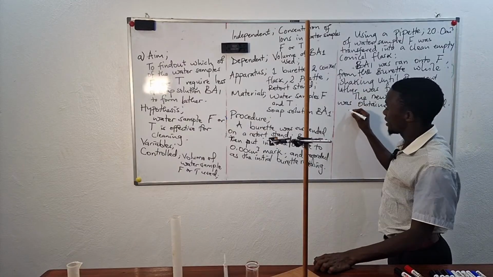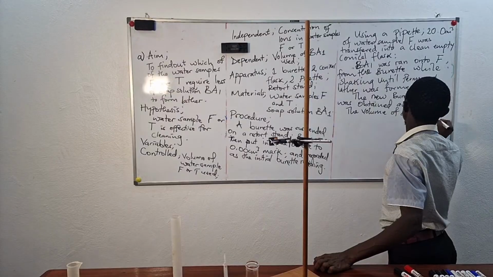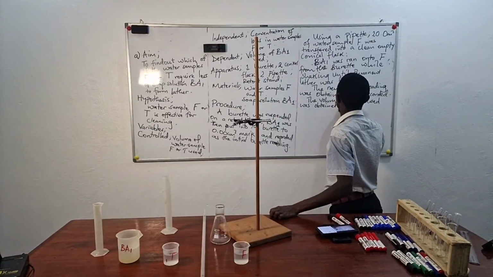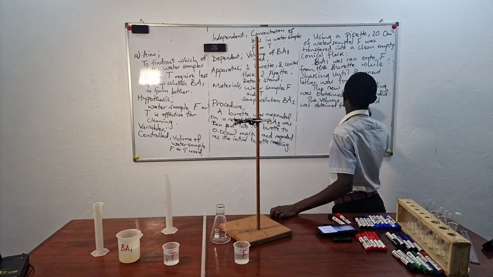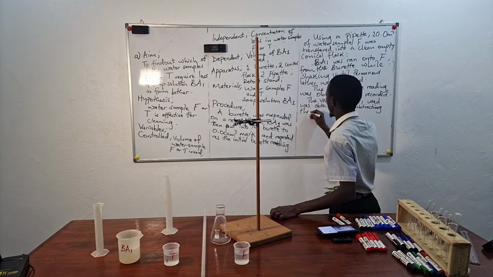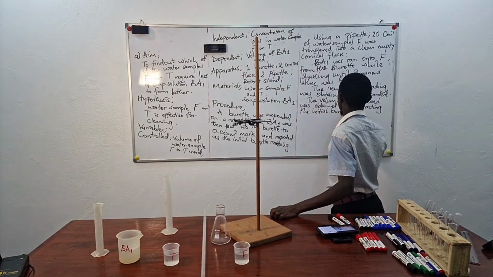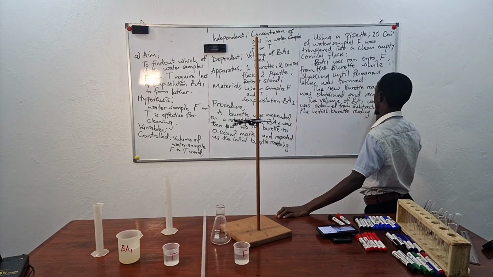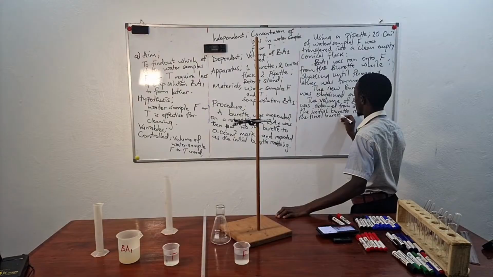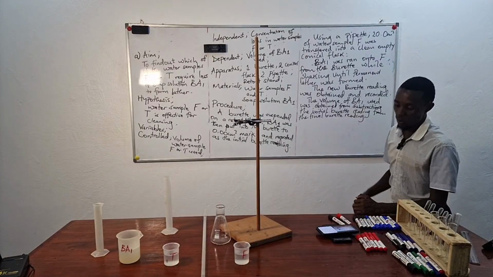The next procedure, we said that the volume of BA1 used was obtained from subtracting the initial burette reading from the final burette reading. So you are reporting what you really did.